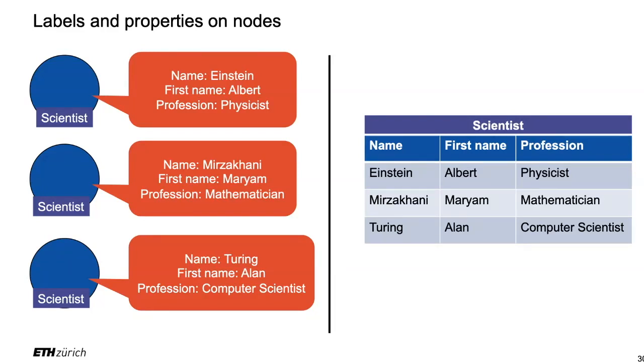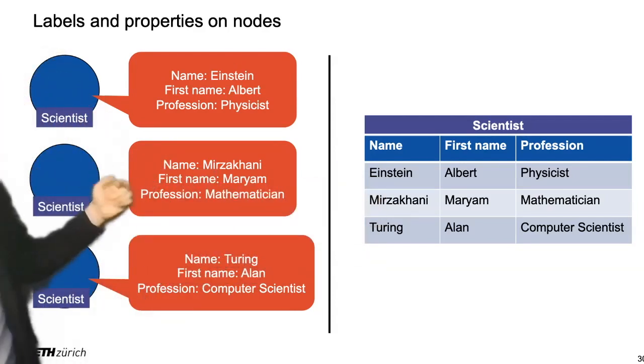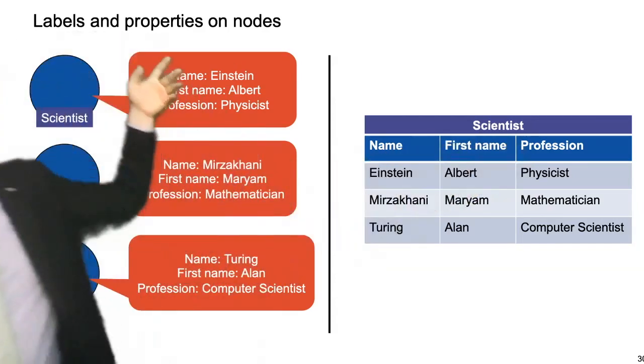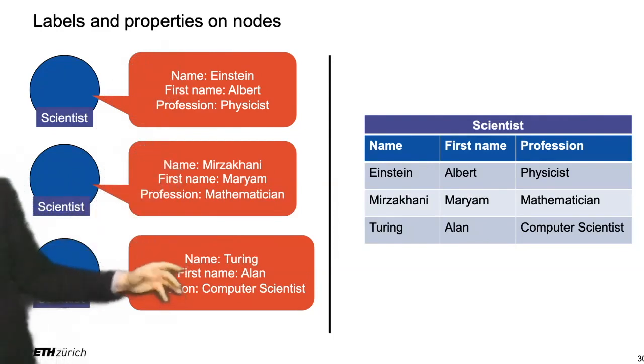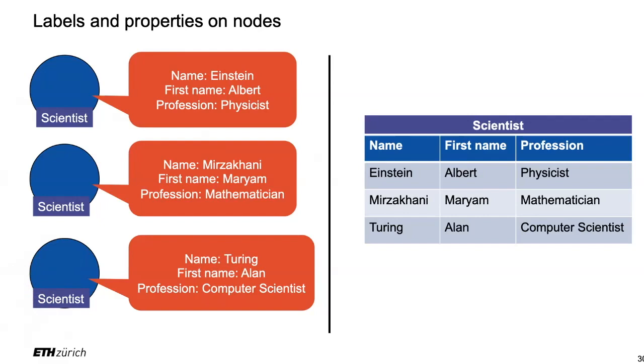But the way that this would map, if you would store it instead in a relational database, would be as a table with three rows, three tuples, one for every node. The columns here correspond to the properties that they share, and the name of the relational table is scientist. This is how it maps, right? So it's very important to understand that if you take a relational database, you should be able to convert it in a natural way to a graph database. We have a question over there.